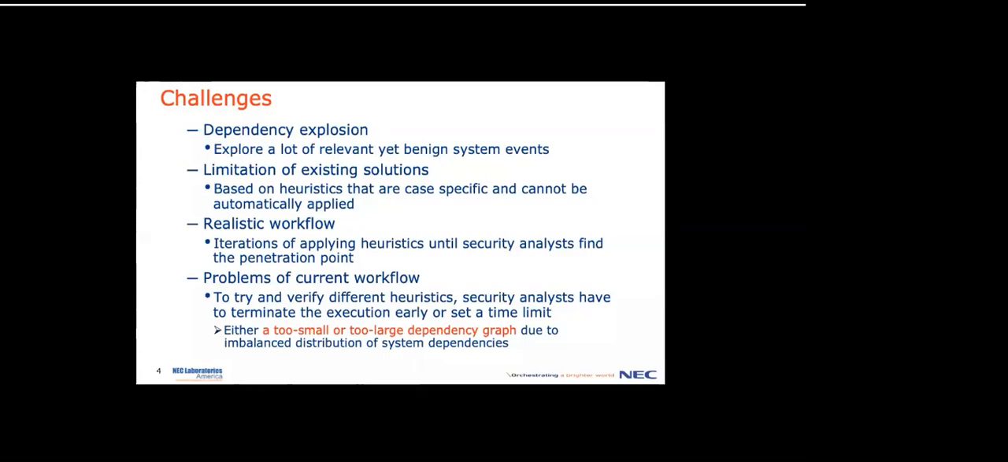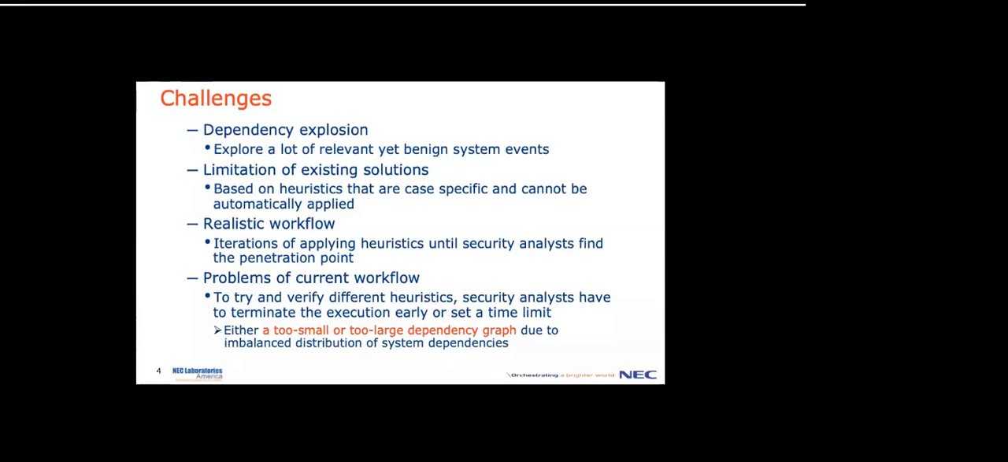Because if we do not use the heuristics, then the whole backtracking analysis will explore a lot of relevant but benign system events. This will not help the backtracking analysis. And also the existing solutions have their limitations because they are based on heuristics that are case specific. So they cannot be automatically applied.